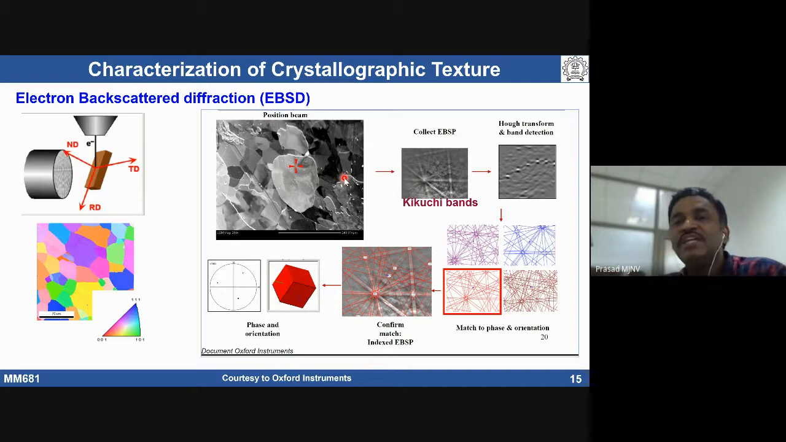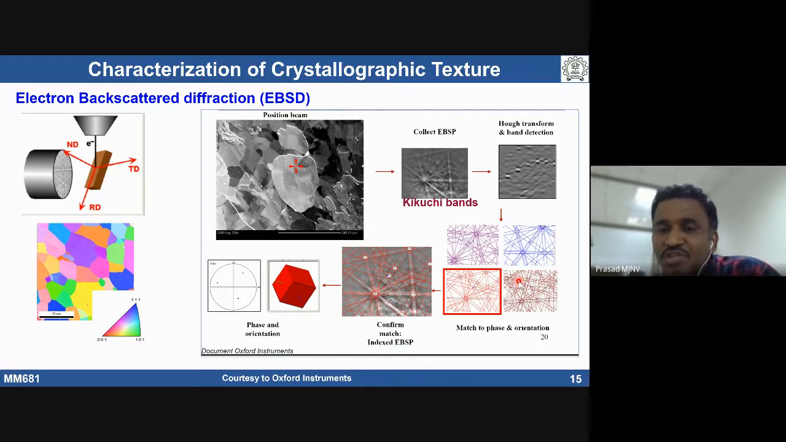That pattern change is related to crystal orientation, crystal direction, basically the crystal plane. Depending on the crystal plane, we see a change in the Kikuchi band. Once you see a change in the Kikuchi band, that can give you different texture. One has to have standard information about that particular material. If you don't have it, one has to develop it, which is a cumbersome process, not straightforward.